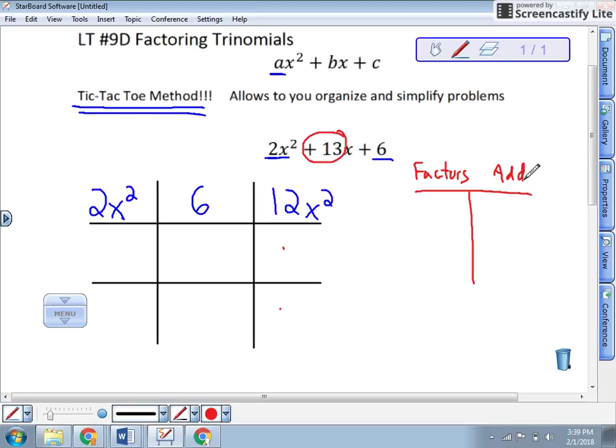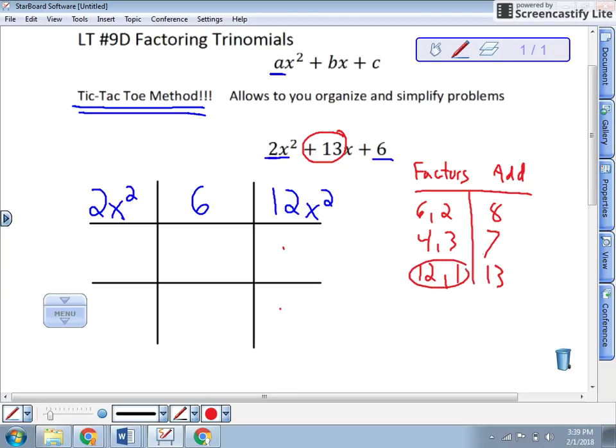So when we think of factors of 12, you've got 6 and 2. That adds to 8. That doesn't work. We've got 4 and 3. No, that's 7. What adds to 13? How about, I forgot, 12 and 1. 12 plus 1 is 13. Okay, so here are our factors.